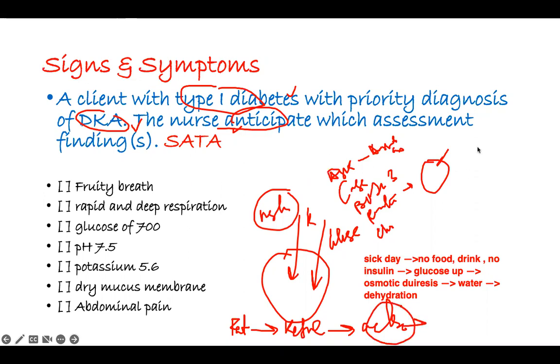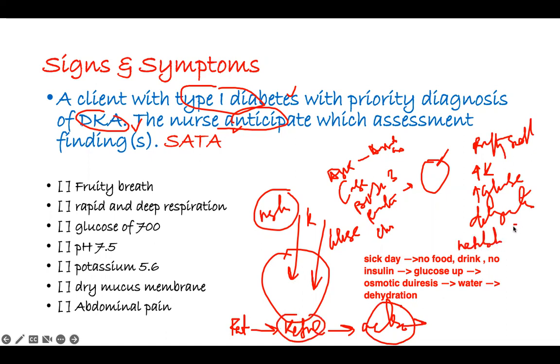Unfortunately, what happens? Ketone smell. So they have a fruity smell from the ketones. Because they don't have insulin, they cannot push potassium inside the cell, so potassium is high. Their glucose is also high, since they cannot push glucose inside the cell. They are dehydrated. They smell fruity. And the formation of the ketones causes metabolic acidosis.